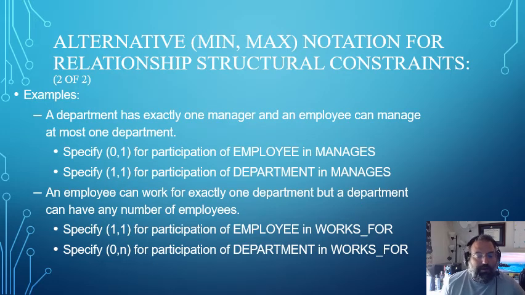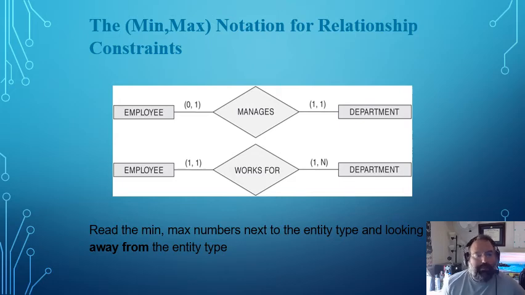There could be a problem with this design, just playing devil's advocate, and in particular this whole constraint that a department is managed by a person who can manage only one department. There may be situations where that could be problematic in a real world scenario. Oftentimes, you have somebody that takes over temporary management of a department as a general rule, so that could be a problem. Not a great design. The min-max notation for relationship constraints: employee 0 to 1, manages, 1 to 1 department, and so on. Read the min-max numbers next to the entity, looking away from the entity type.